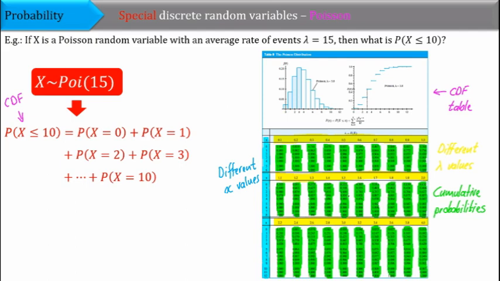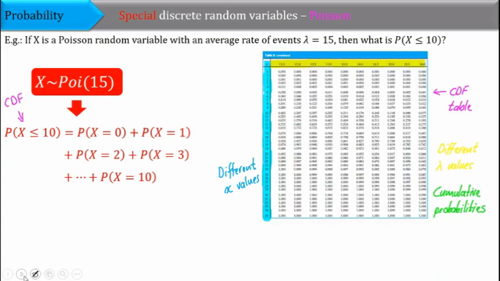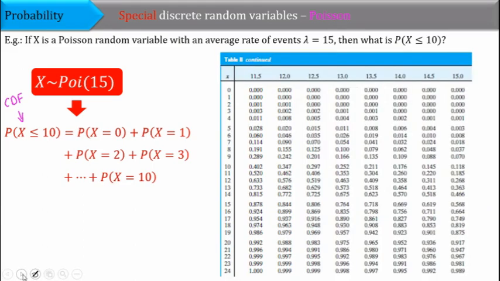Now this is just the first page of the table. There are many pages to this because we have many different lambda values. In our case, we're interested in lambda equal to 15. So this is the page where lambda is equal to 15. If we zoom in a bit so that the numbers are clearer, we see on the right hand side at the top, lambda equal to 15.